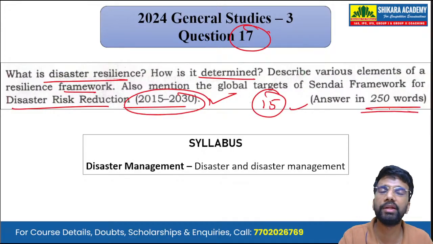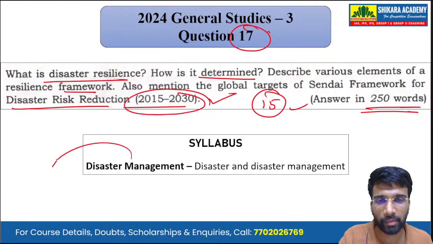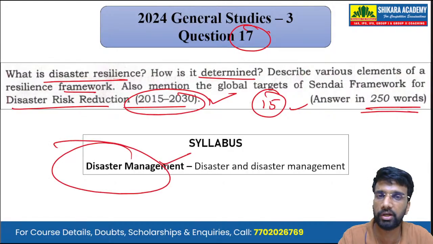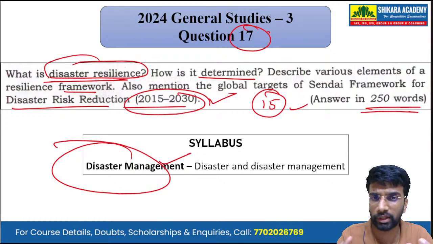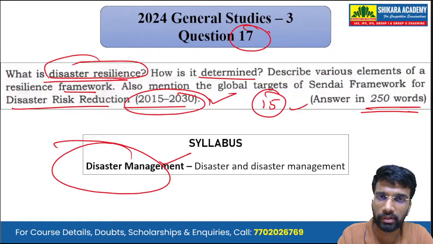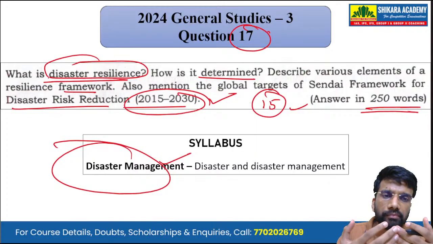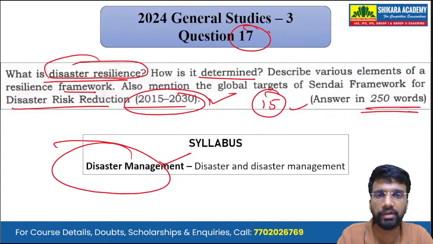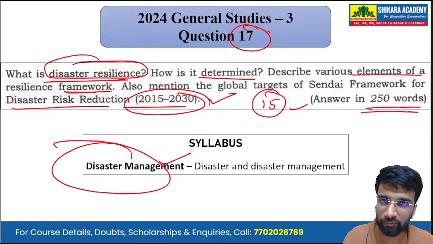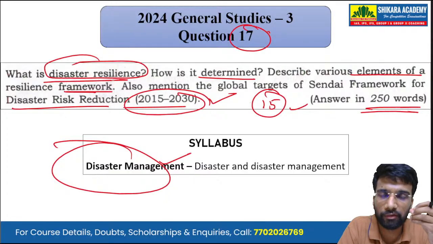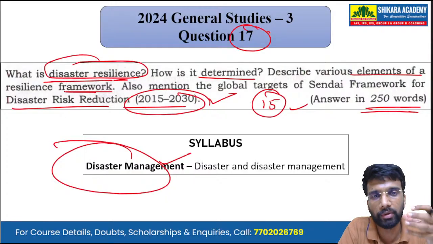Mapping it with the syllabus, we can see that it has been asked from the subject of disaster management, and the topic is disaster management itself. It is a question on disaster resilience, and the question is asking us four things. We have to define what disaster resilience is. Then we have to write how it is determined, or the determination of disaster resilience. Third, we have to describe the various elements of the resilience framework, like what the different elements of a resilience framework should be.